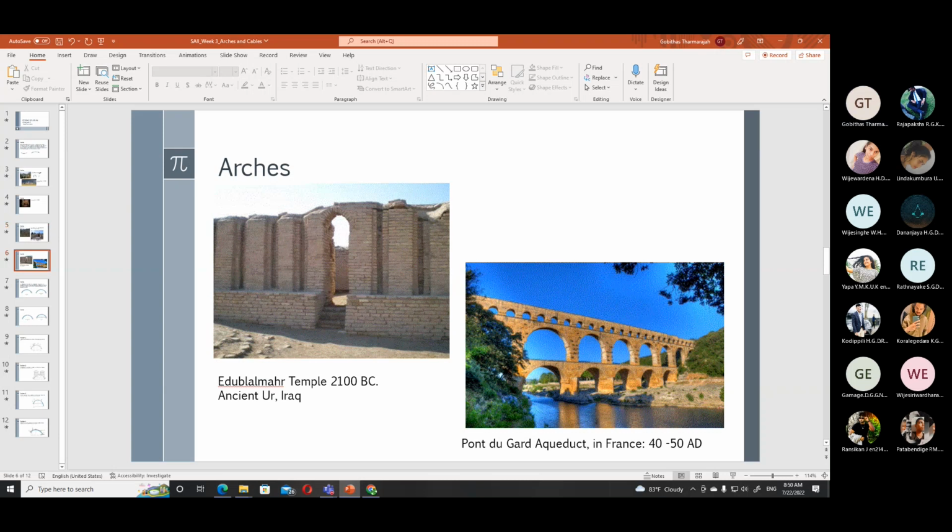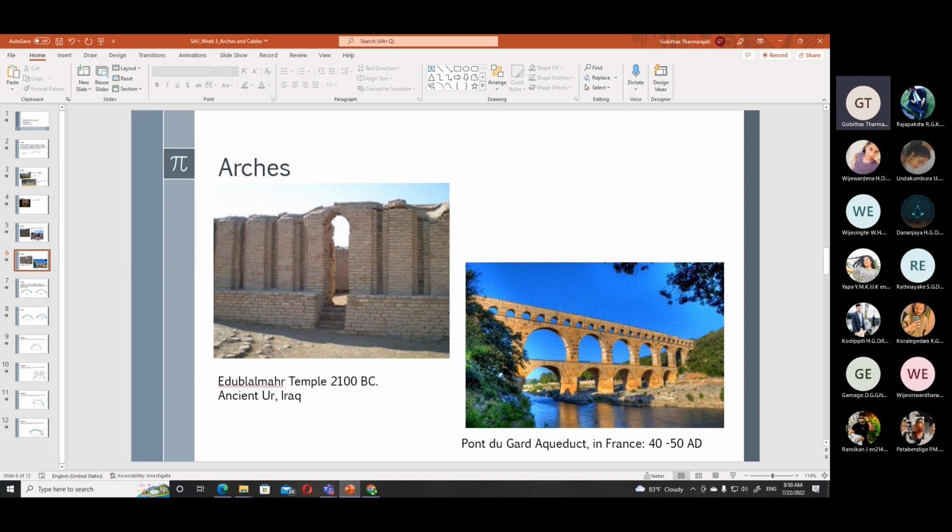So then the Persians have mastered this art of an arch. So from Persia, it moved to Europe. So here you can see a perfect arch constructed in a temple in Iraq in 2100 BC. So this could have been a little bit later. And then the Romans have extensively used these arches for various structures.